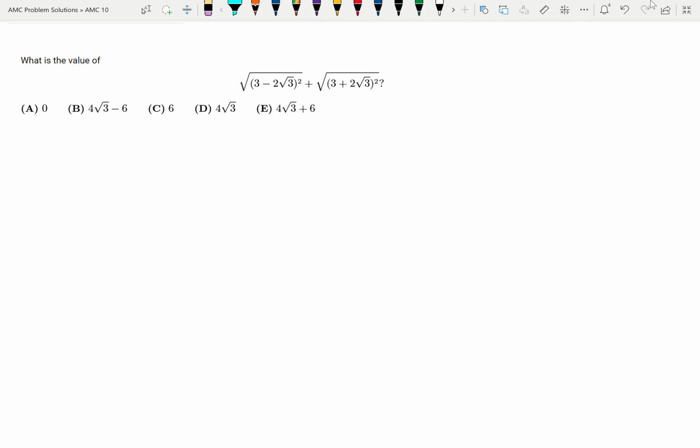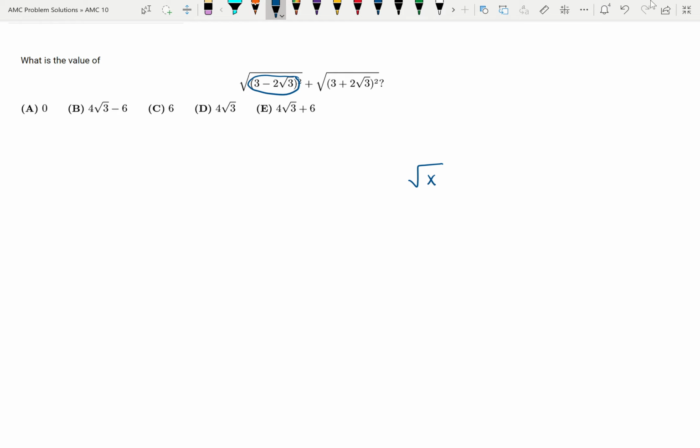What is the value of the square root of (3 minus 2 root 3) squared plus the square root of (3 plus 2 root 3) squared? The first thing that we can notice here is that we have something squared inside a square root.